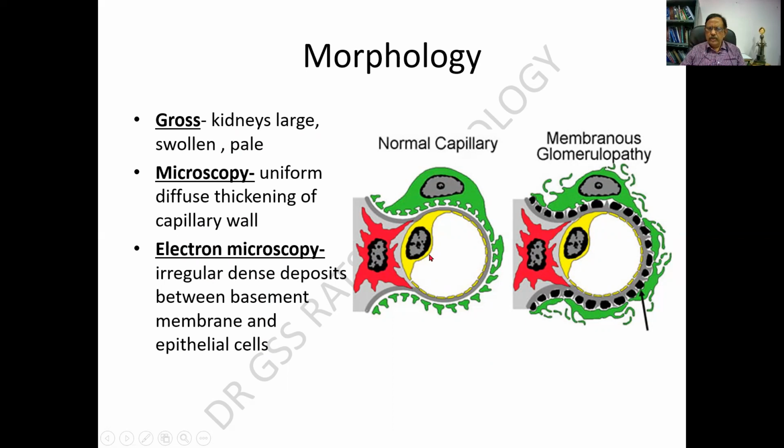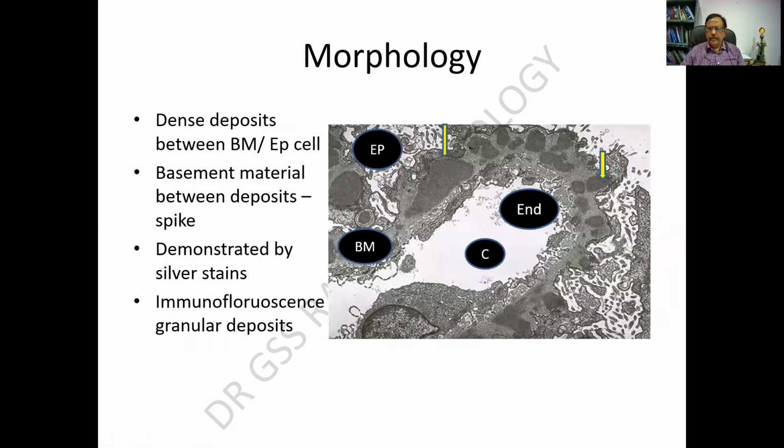So this is normal. Compare it with this. I find that there are electron dense deposits in the subepithelial region of the basement membrane. This is a beautiful diagram that you people should improvise in your answers. And this is the electron microscopic picture. The epithelial cells outside, this is a capillary, and this is the endothelium that is lining it. In between, I've got the basement membrane.